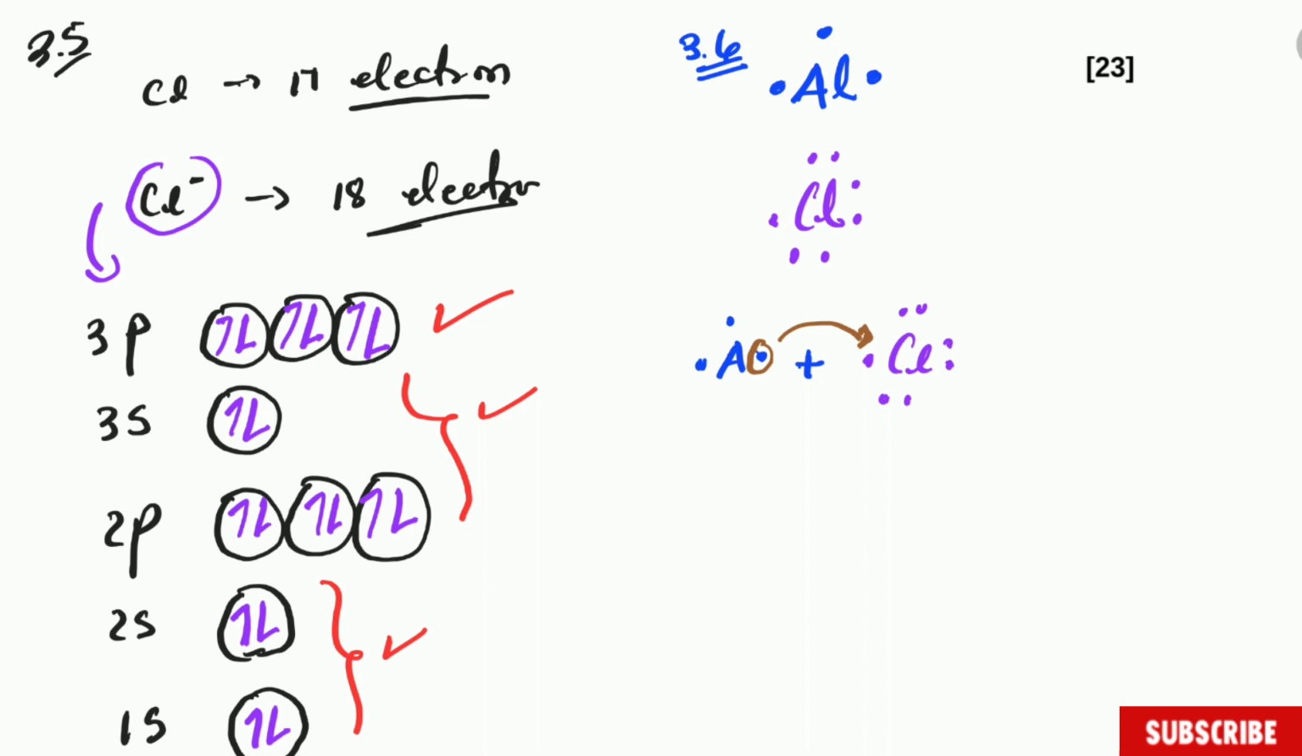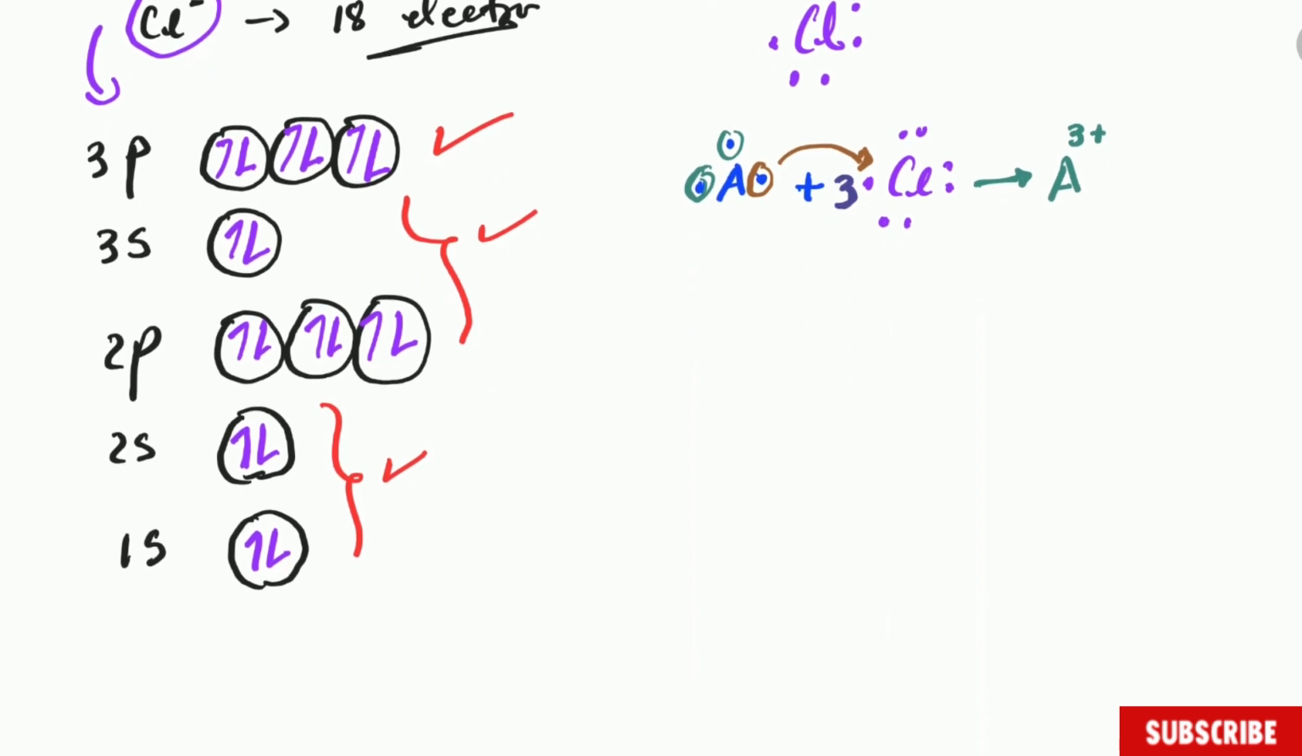So the best way to do this one is to write here a 3 at the front. We have 1 aluminum, but we need 3 chlorines. Otherwise, you'll have to draw 3 chlorines individually there. Okay? So what will you have at the end? You will have aluminum with a 3 plus, because it gave away all these electrons we were speaking about. All of them are gone.